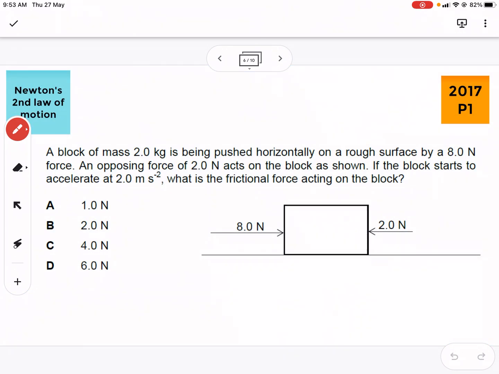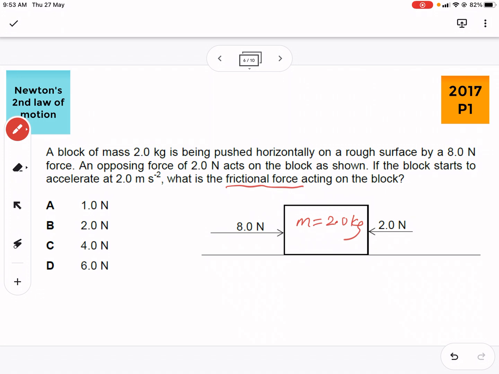We look at the next question, 2017 paper 1, question number 2. The diagram is already given to you, so we just check that you have all the information needed. A block of mass 2 kg. There are two forces, 8 newtons in one direction, 2 newtons in the opposite direction, and it starts to accelerate. So find the frictional force.